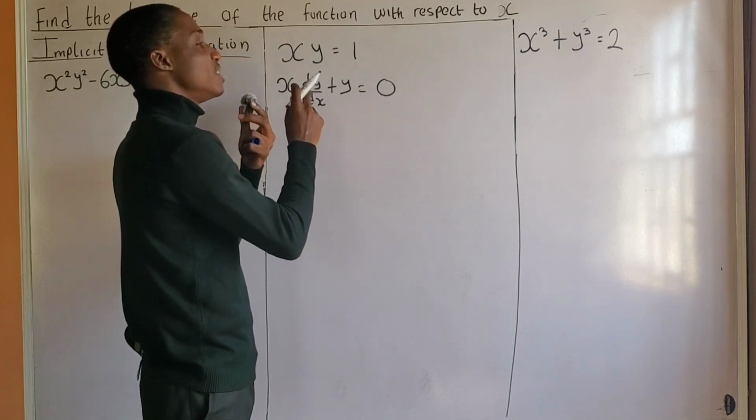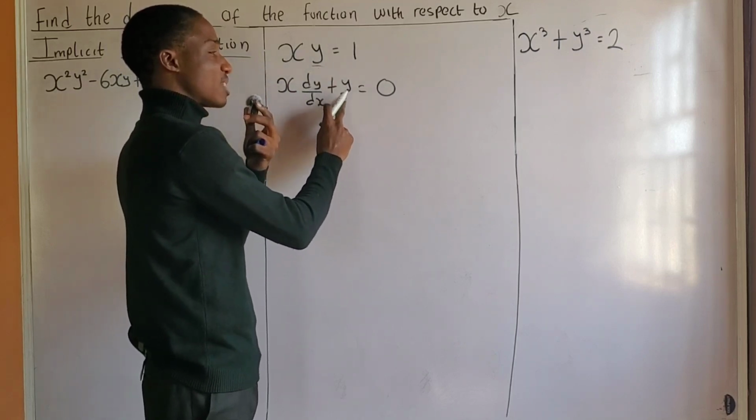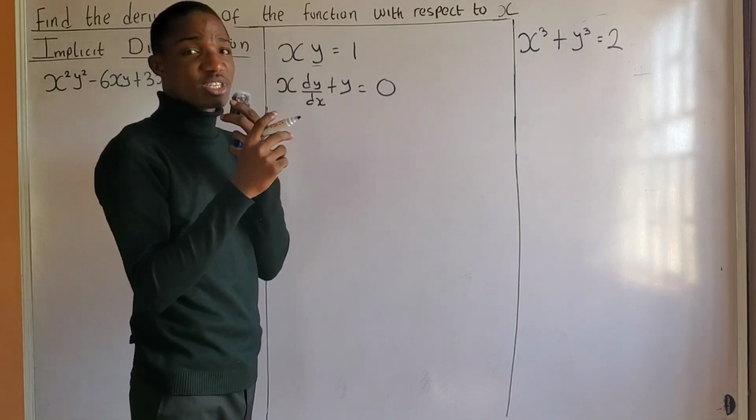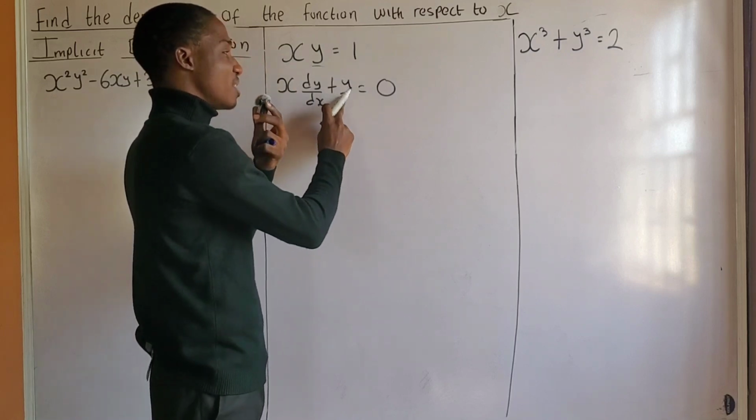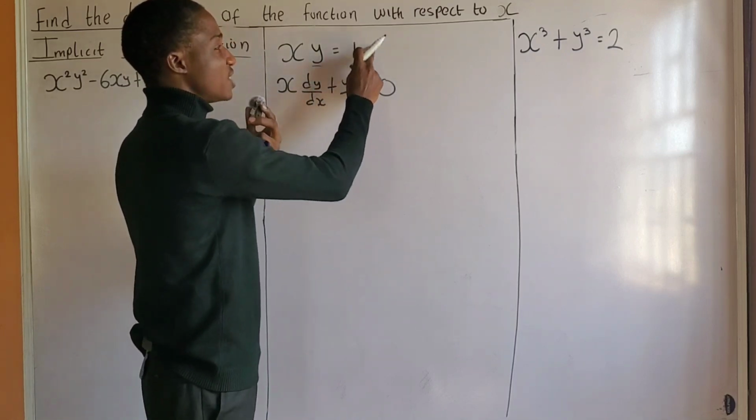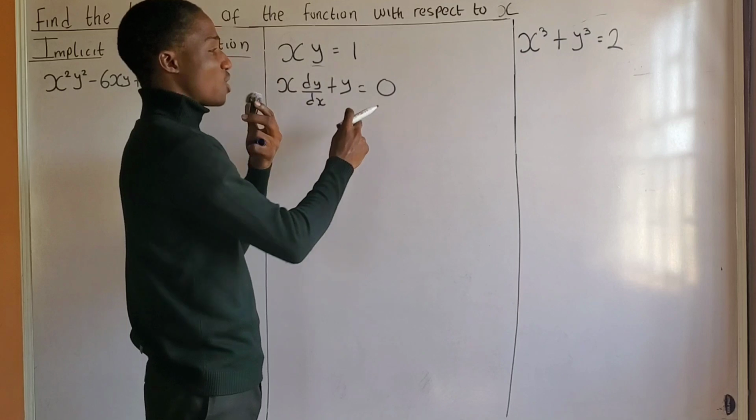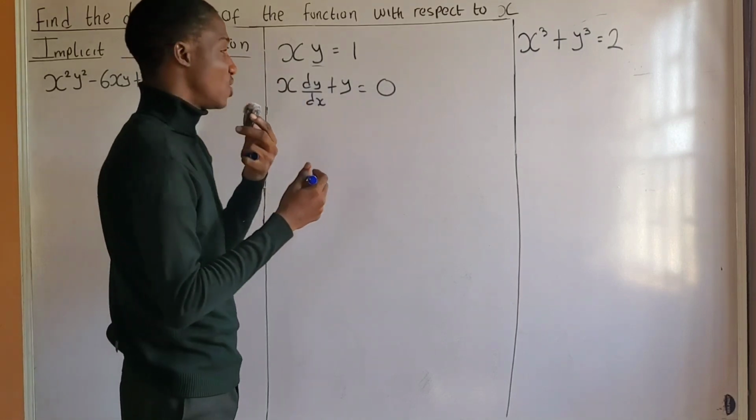Now you're going to keep the second part, which is y, constant and differentiate x. If you differentiate x, you're going to have 1. 1 times y is what? y. And if you differentiate 1, you're going to have 0. So I'm going to have 0 here. Do you get it? Okay, now let us proceed.